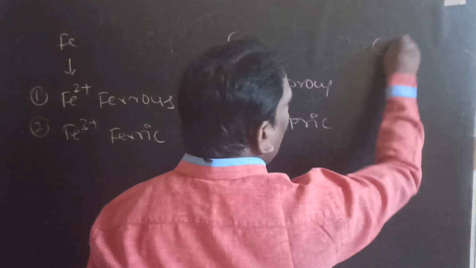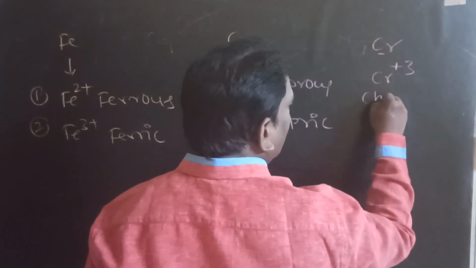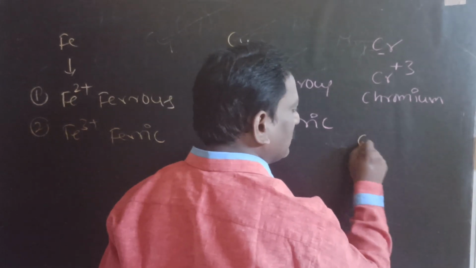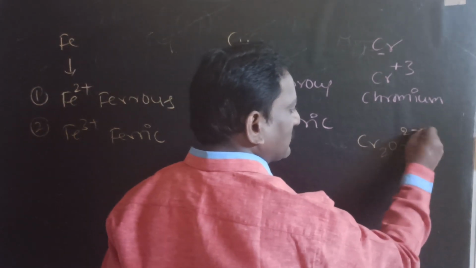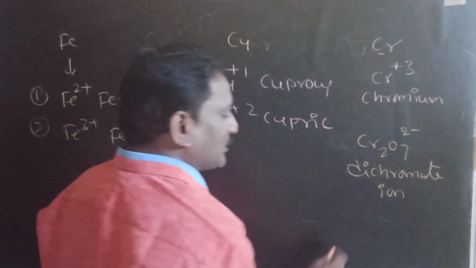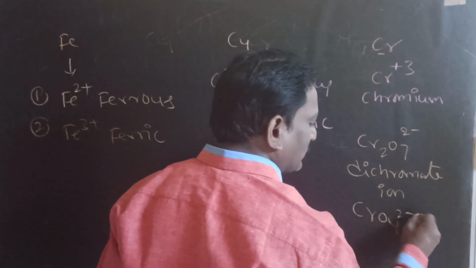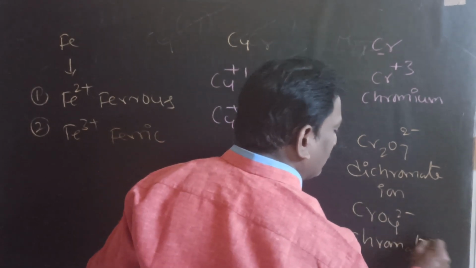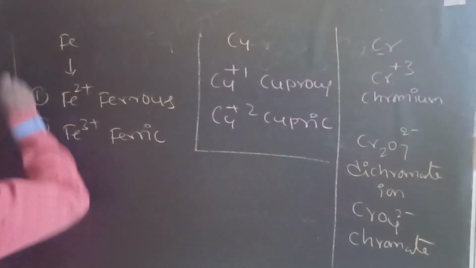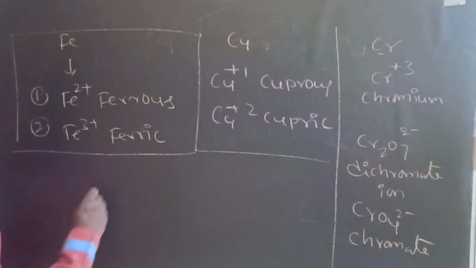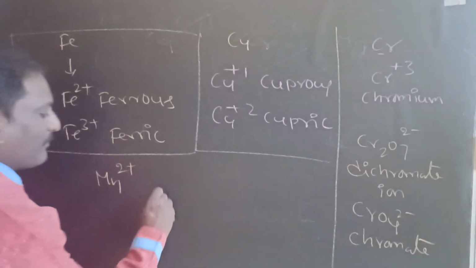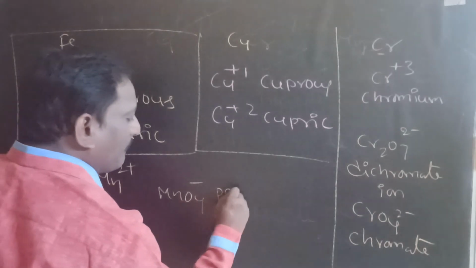Next one, chromium, Cr plus 3, chromium ion. Based on chromium, we get two kinds of compound ions: Cr2O7 2 minus, called dichromate ion, and CrO4 2 minus, chromate ion. These three ions are very important in case of chromium. These two are related to copper and these two are related to iron. Next one is manganese. Mn2 plus, manganate, and permanganate, MnO4 minus. This is called permanganate ion.